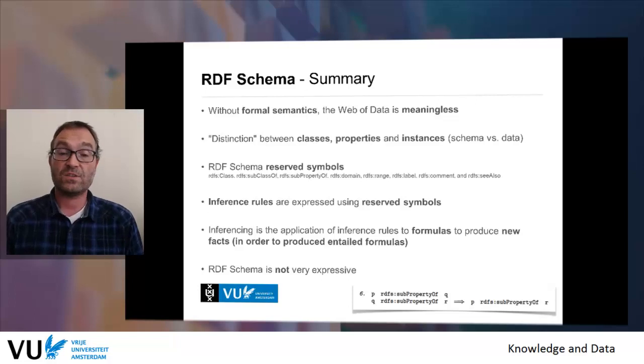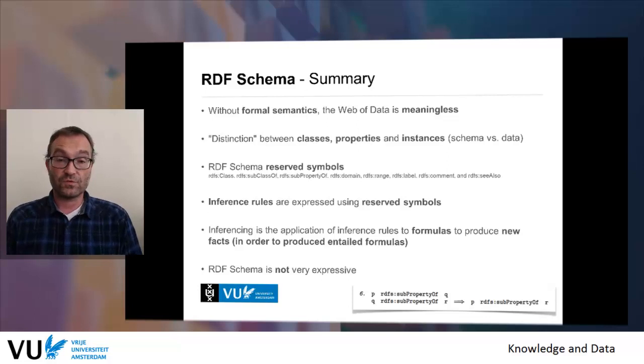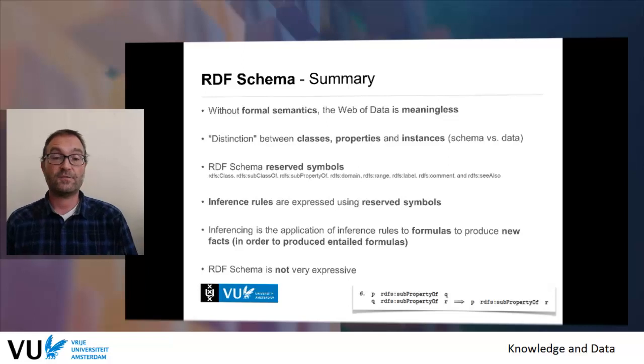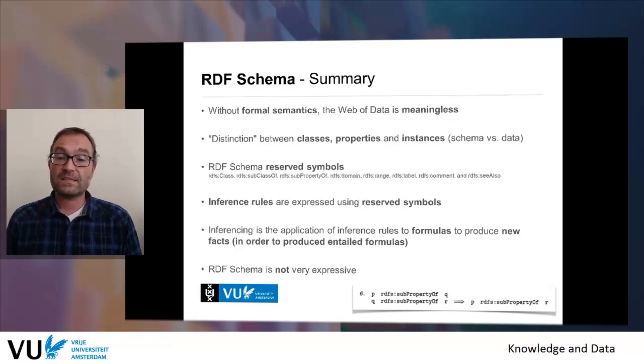Based on this formal semantics, we have a notion of entailment, and now we can implement this entailment in a practical way using inference rules. The inference rules apply to these reserved symbols and allow us to produce new facts. Inferencing is the application of inference rules to formulae that we know in order to produce new facts. The important thing is that these rules produce all the entailed formulae and only entailed formulae. In RDF Schema this is possible, and it's not too difficult to implement such inference rules.